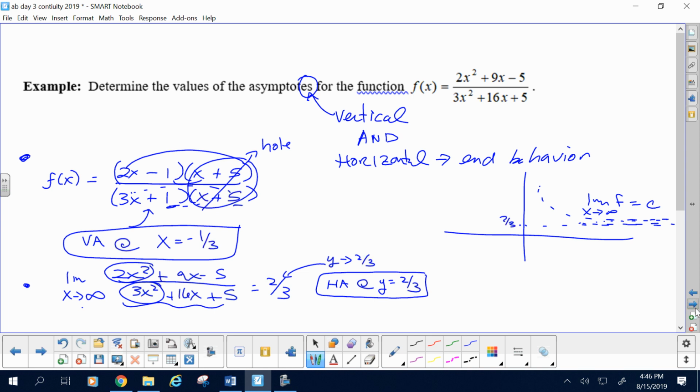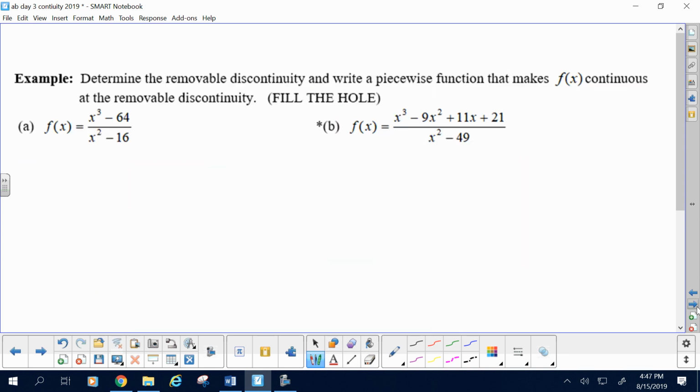Now if I were to do this at -infinity, it would actually be the same because it's squared over squared. So there isn't a second different vertical or horizontal asymptote on the left side. It's the same. But I did look. It's important to look at both places. All right? That's the idea.